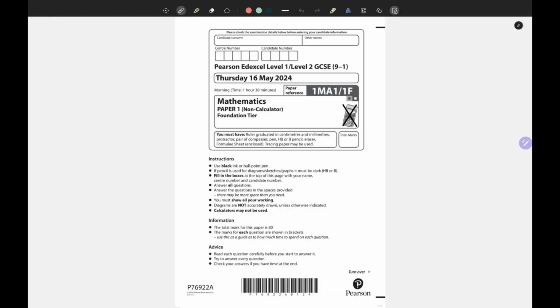Today we're going to be going through the 2024 May Paper 1 Non-Calculator Foundation Tier paper. We'll be going through each and every question step by step to make sure that we get full marks. Let's get into it.